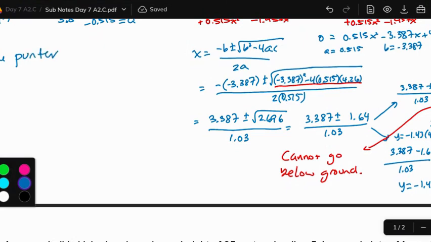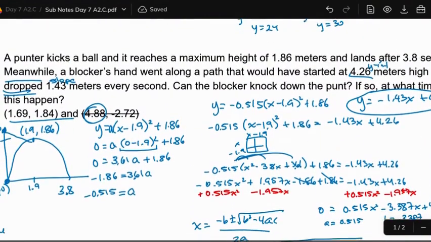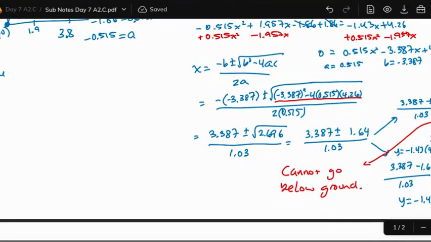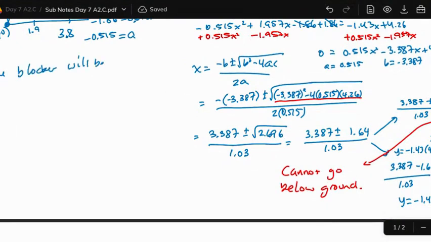So the only answer is the blocker will be able to knock down the punt. At what time? So the time was the x value, so 1.696 seconds. And it would be at that height as well, but it was just asking for at what time, right?